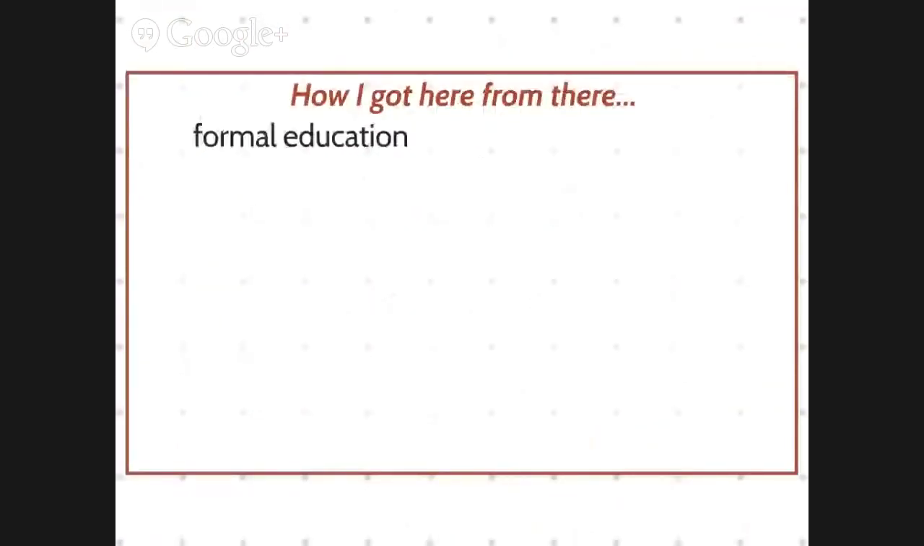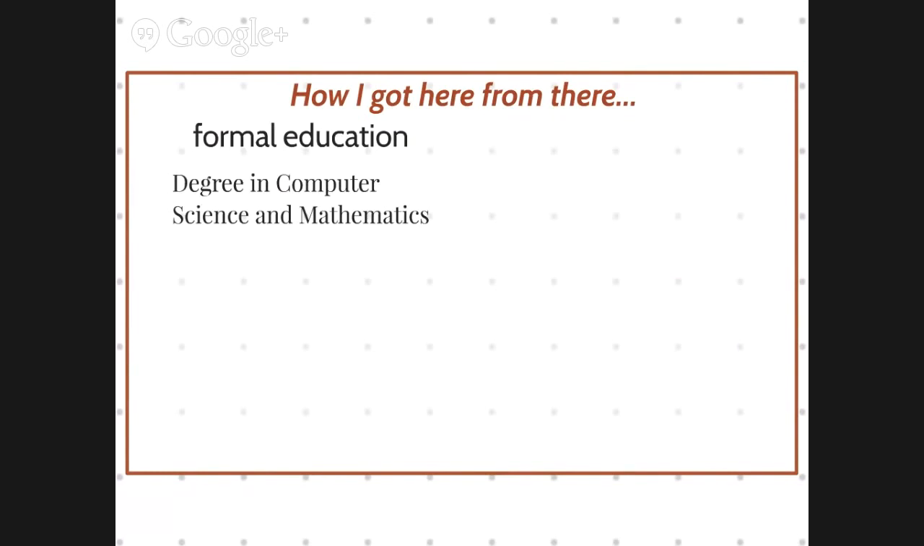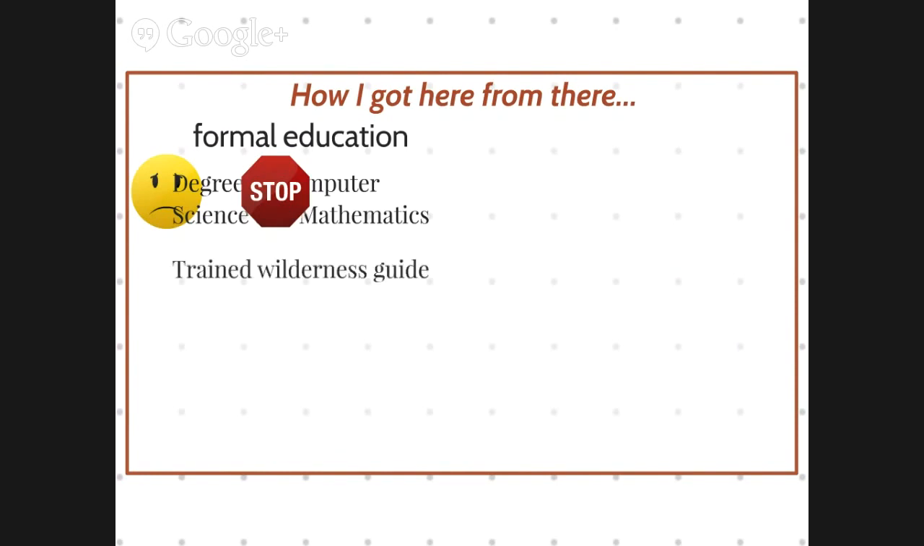How did I get here from where I started? Well, I started a degree in computer science and mathematics right after high school, and that made me very unhappy. I did not like sitting behind a piece of paper and a pencil or a computer screen, and I didn't want to spend the rest of my life solving somebody else's problems. So I quit. I didn't finish the degree. I said, this is not for me. This is not what I want to do with my life. And I went and I trained as a wilderness guide. So I went from one side to the other.